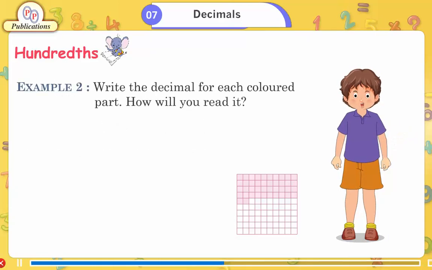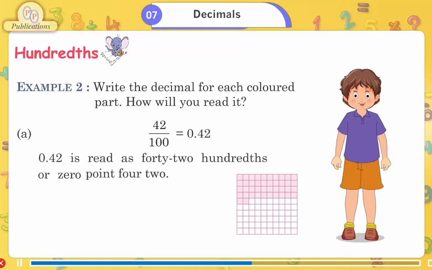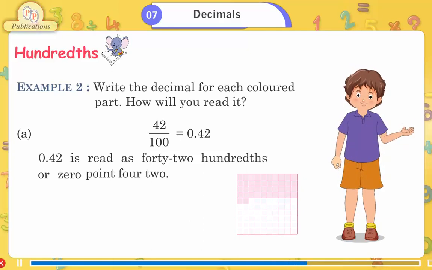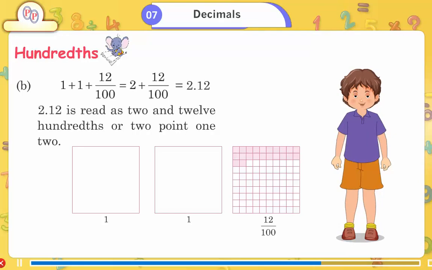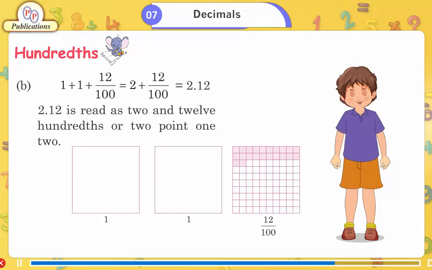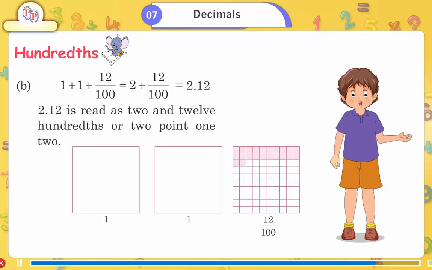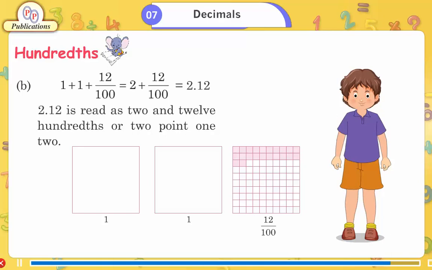Example 2. Write the decimal for each colored part. How will you read it? A. 42 upon 100 is equal to 0.42. 0.42 is read as 42/100th or 0.42. B. 1 plus 1 plus 12 upon 100 is equal to 2 plus 12 upon 100, which is 2 and 12 upon 100. It is read as 2 and 12 hundredths or 2.12.